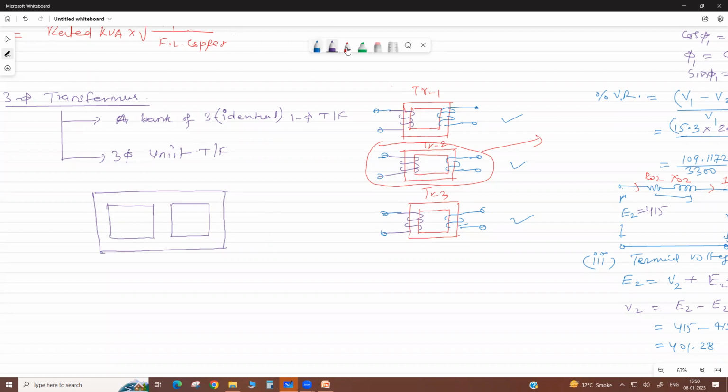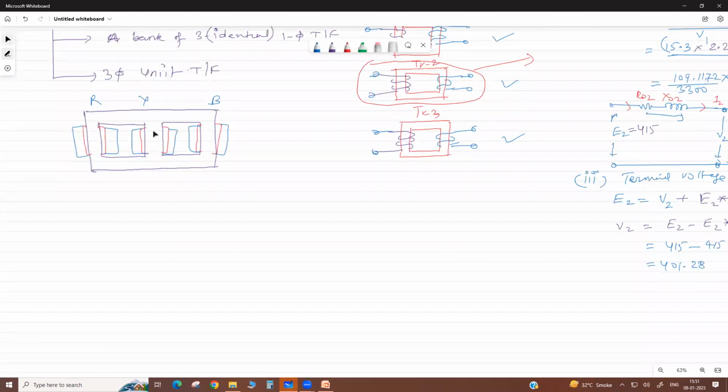This is what we do now. Like R phase winding, LV, Y phase, then B phase, LV. Now over this LV, we put a HV winding. So these are all HV, LV here, R phase, Y phase, B phase. Here also 6 windings, but this is the unit bank of three-phase transformer.